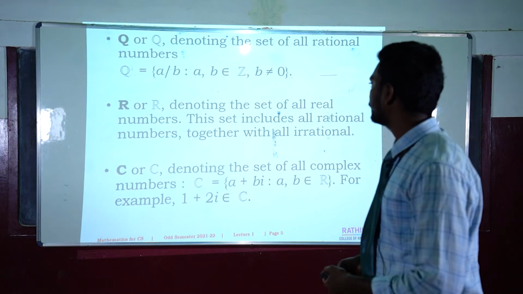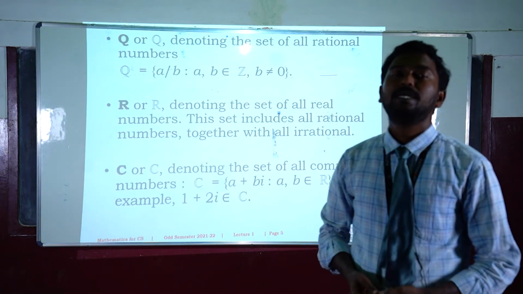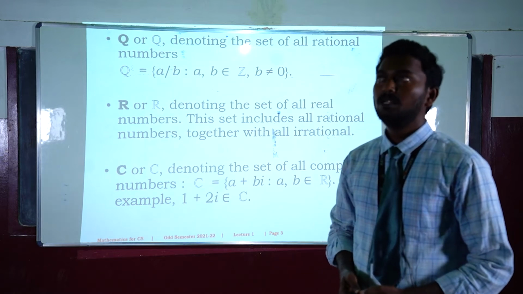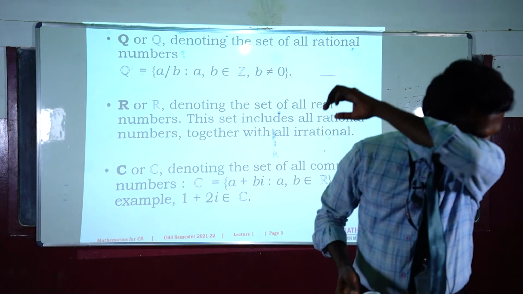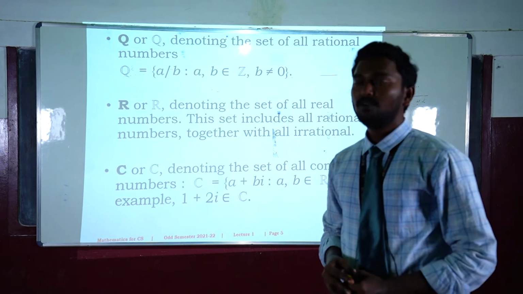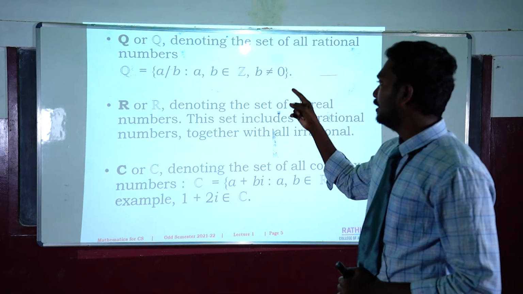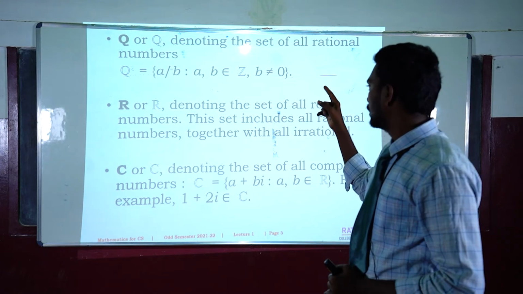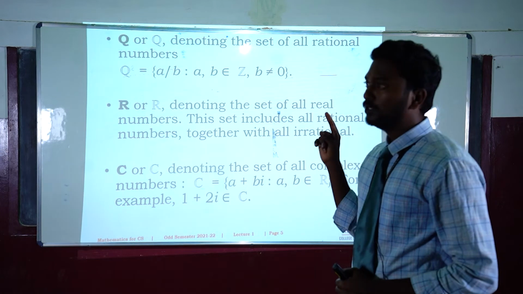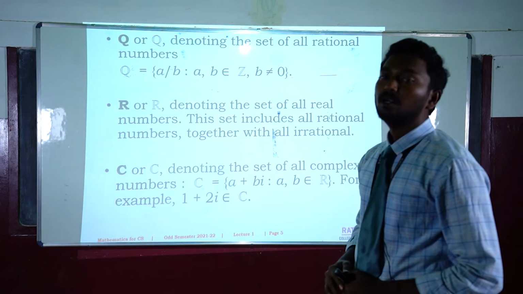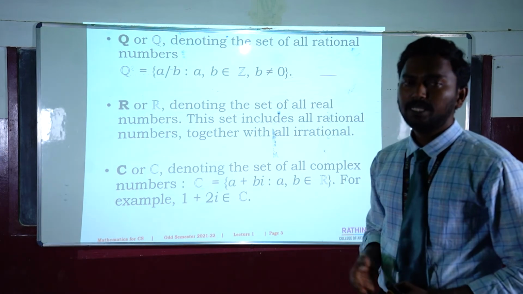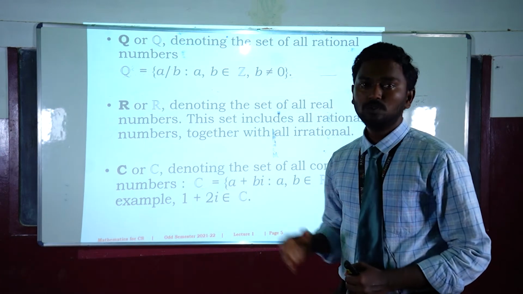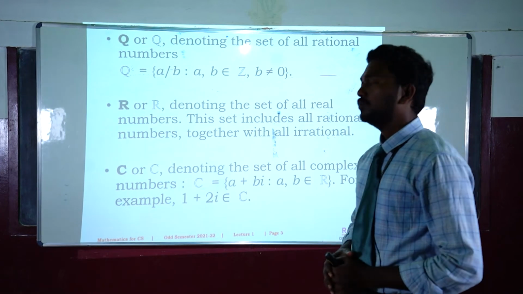Next one, Q, rational numbers. I think you are very familiar with rational numbers. What do we mean by rational numbers? It must be in the form of a by b, where a and b belong to the integers. Also you should note that b must not be equal to 0. If it is 0, then it is infinite, so it does not belong to Q. This you have to remember.